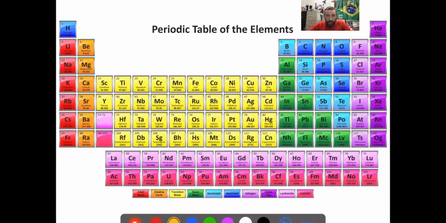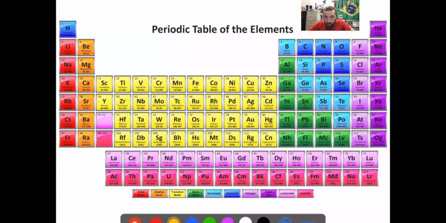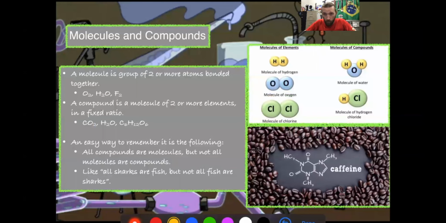So periodic table, fun stuff, lots of different elements. Now we can mix these elements together, have them bond together to create molecules. So we'll go from atoms, which are just single little tiny things with a nucleus and an electron floating around, to taking 2 of them and sticking them together. And when you do that, you create a molecule. So a molecule is just a group of 2 or more atoms that have been bonded together.